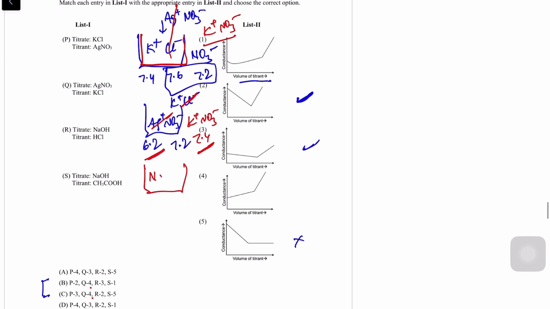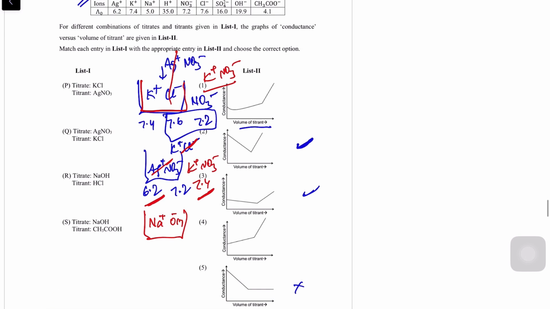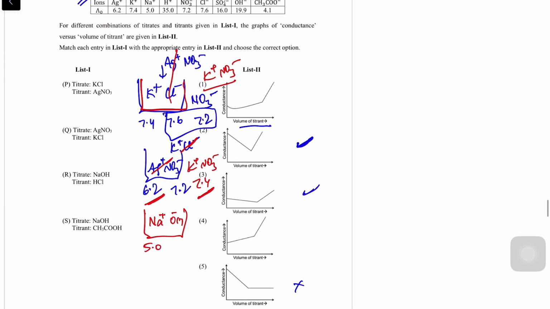This contains NaOH. Conductance is due to Na+ and OH-. The conductance values are: Na is 5.0 and OH-, it shows high conductance due to the proton transfer mechanism, 19.9. When you add HCl, what happens? Neutralization. H+ and OH- combine to form water whose conductance we can ignore, a very weak electrolyte. So in short, OH- is being replaced by Cl-. The conductance of Cl- is 7.6. Now you can see a large difference in the conductance.